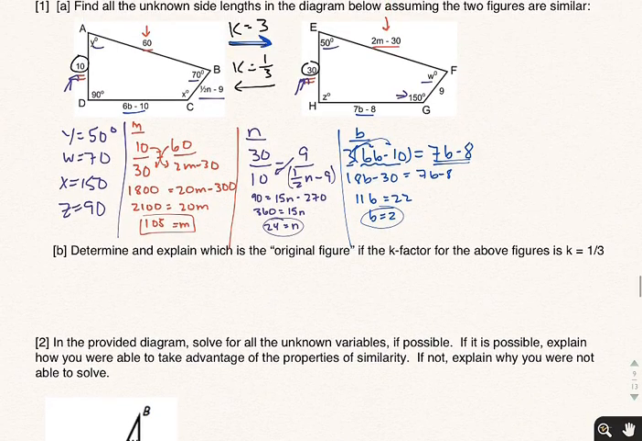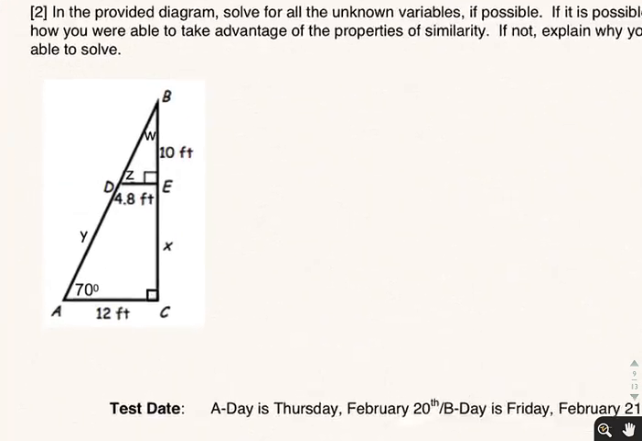Determine and explain which figure is the original figure if the k-factor above is 1/3. Well, we kind of figured that out in our first step. 1/3 moves us from big to small. 1/3 being the multiplier implies the thing is getting smaller. So original figure would be EFGH. And I'm not going to write the whole thing out, but the k-factor of 1/3 indicates my object is getting smaller. All right, let's take a look at number 2.